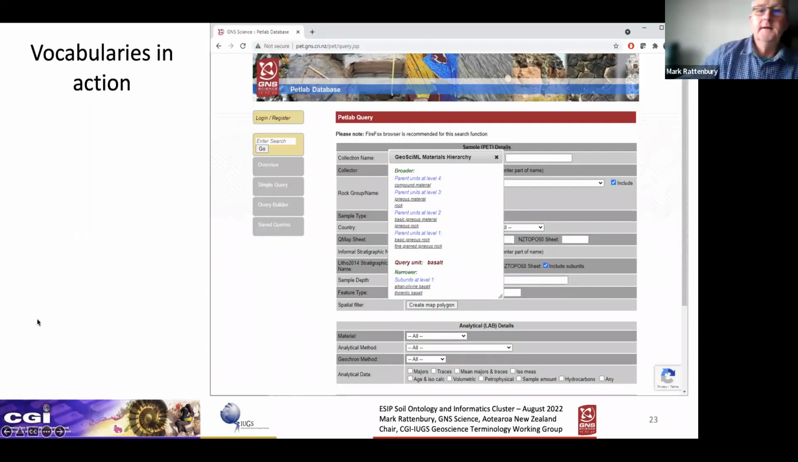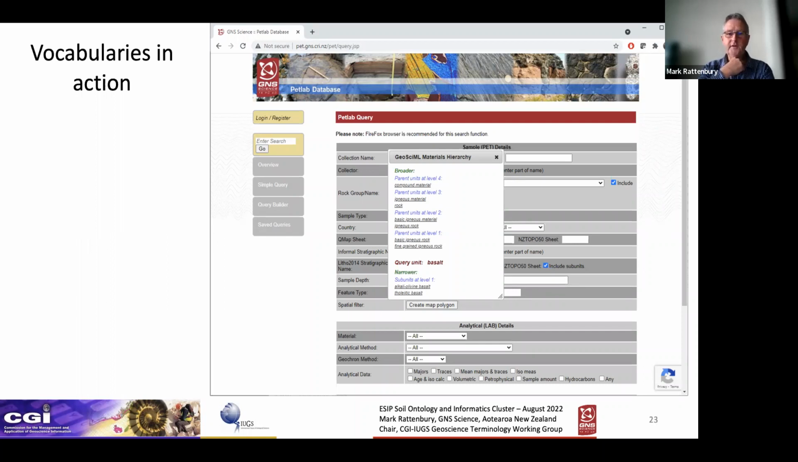Next slide, thank you. This is an example from my own patch. We've got a rock and mineral collection and associated database, which we use. It's got a couple of 100,000 samples in it, and from that we often want to extract information based on time or on lithology. So we've actually used the CGI simple lithology vocabulary offline. It's not an online link, but we're using that hierarchy as a way of searching for different types of rock.